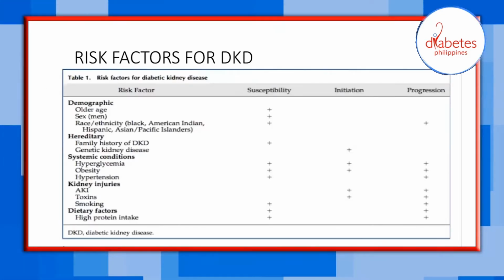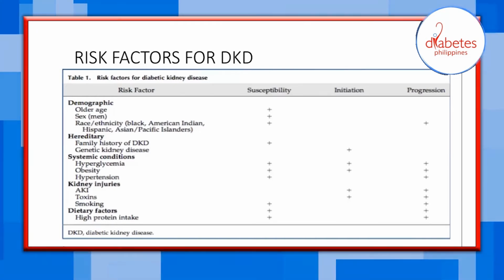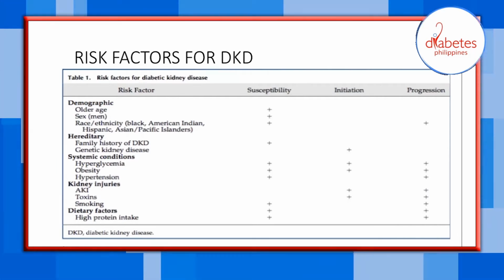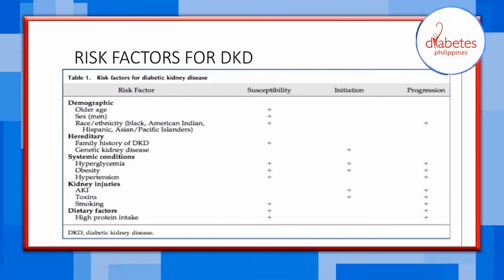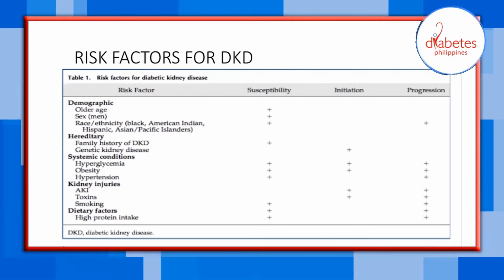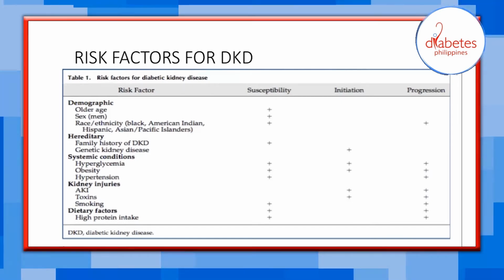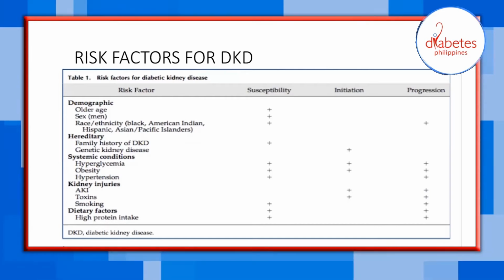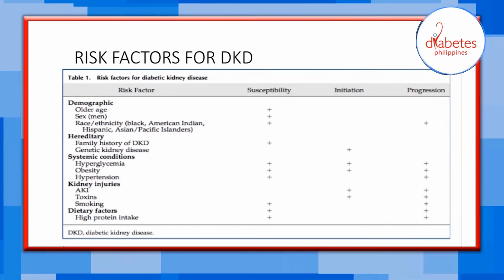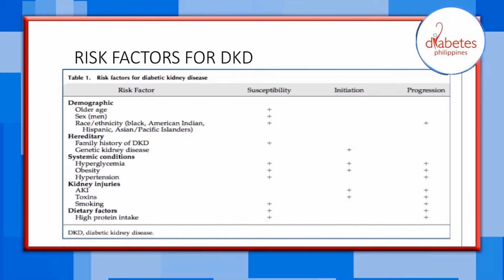So this table shows the risk factors for diabetic kidney disease, which is actually classified into three: susceptibility, initiation, and progression. So for your susceptibility factors, these are your non-modifiable factors, such as your age. For our patient, the patient is male, which is actually increased risk, race and ethnicity, and family history. For the initiation factors, these are the modifiable risk factors, your hyperglycemia and your acute kidney injury. And for your progression factors, these are also your modifiable risk factors, such as your hypertension, dietary factors, and obesity.